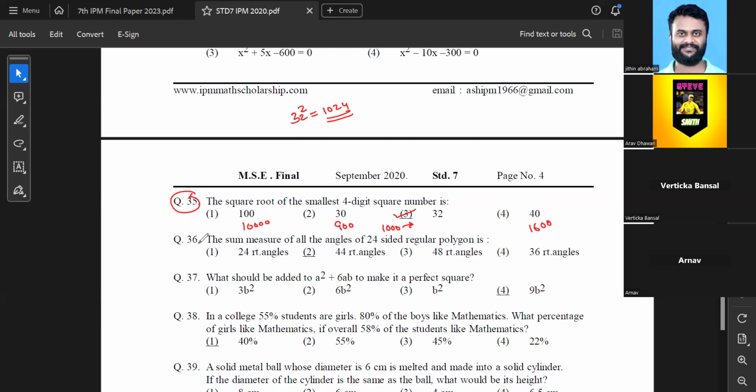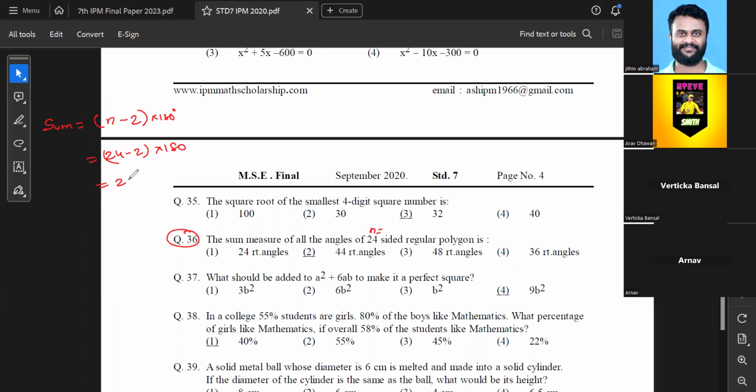Okay, let's go for the 36th problem. The sum of measure of all angles of a 24-sided polygon. So in this case, they have said that the number of sides is basically 24. The sum of angles will be equal to the number of sides of the polygon minus 2 multiplied by 180. That is the total value. So n is 24, 24 minus 2 multiplied by 180.